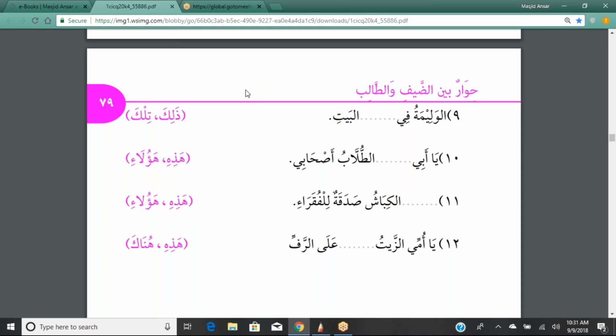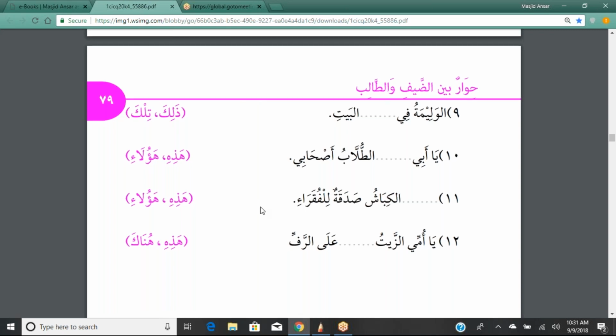Number 12. يا أمي الزيت على الرف. هناك. أحسنت. That's good. Oh my mother, the oil is over there on the shelf. Zayt is oil, like cooking oil. هناك is there. على الرف is on the shelf.